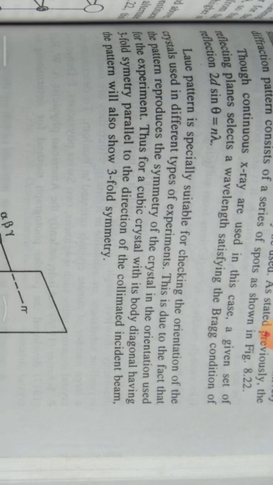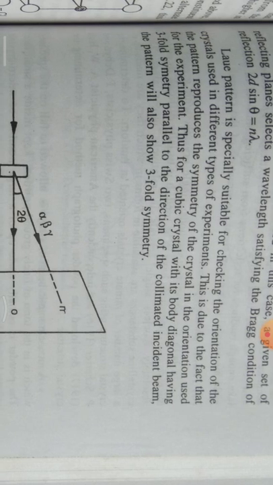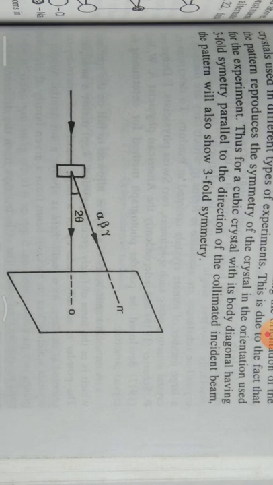Laue patterns are especially suitable for checking the orientations of the crystals used in different types of experiments. This is due to the fact that the pattern reproduces the symmetry of the crystal in the orientation used for the experiment. Thus, for a cubic crystal with its body diagonal having threefold symmetry parallel to the direction of the collimated incident beam, the pattern will also show threefold symmetry.